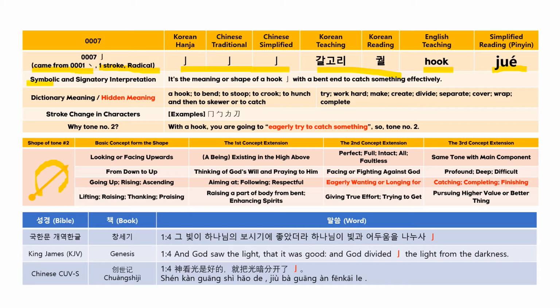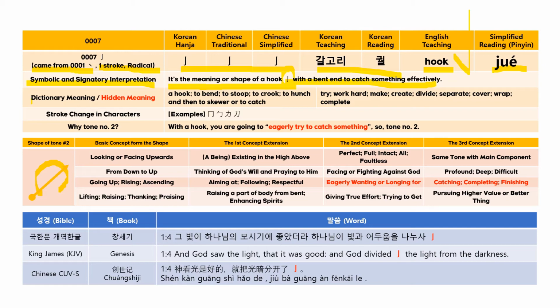And the symbolic analysis of this character is the meaning or shape of a hook, a fishing hook. Can you imagine the fishing hook just like this? With a bent end to catch, of course, the fish effectively. So the symbolic interpretation of this character is the meaning or shape of a hook with a bent end to catch something effectively.